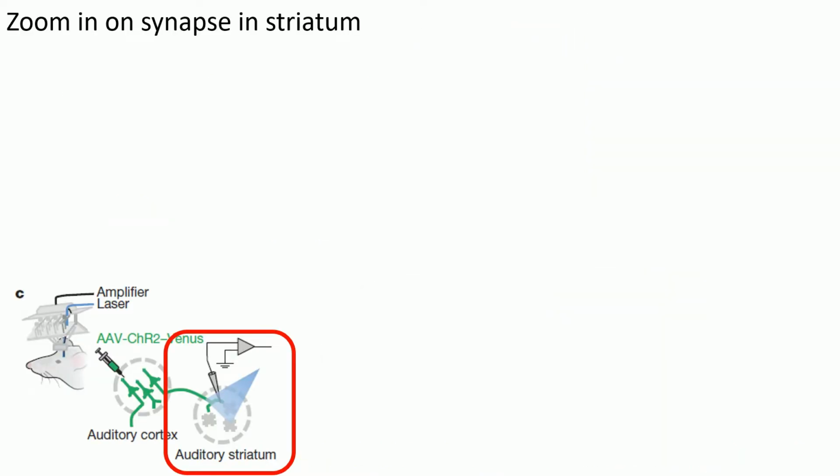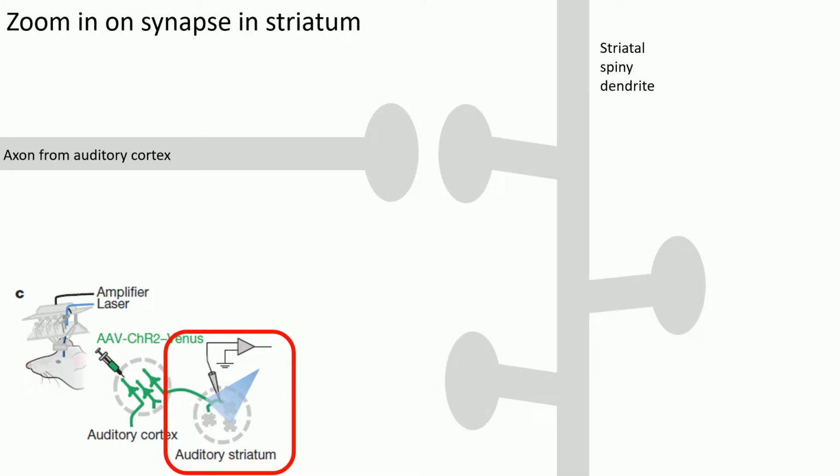Let's zoom in on a tiny piece of the striatum, showing the synapse of a single axon from auditory cortex onto a striatal dendritic spine. Here's the axon from the auditory cortex. Here is that striatal neuron's dendritic tree. There are synaptic vesicles filled with glutamate ready to be released if the axon fires.